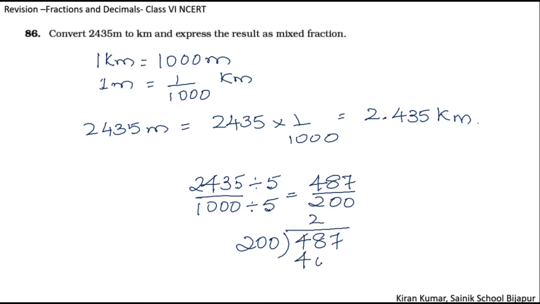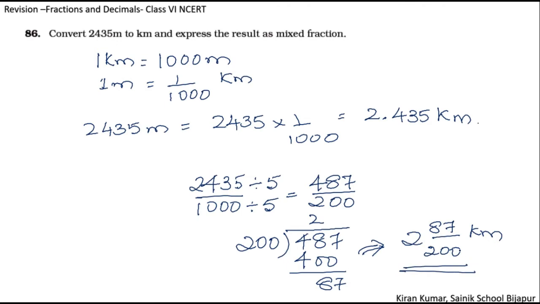2 times 200 is 400, hence the remainder is 87. Therefore, the number can be expressed as 2 87 upon 200 in kilometers. This is a mixed fraction, which is a simplified mixed fraction of the given number.